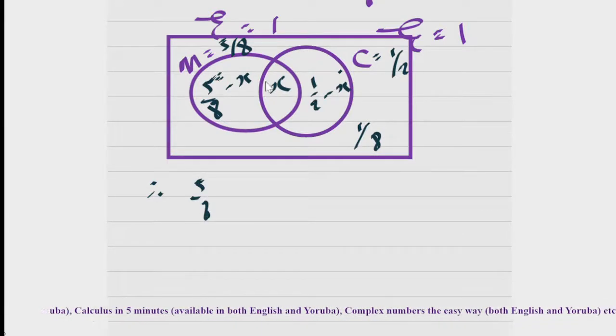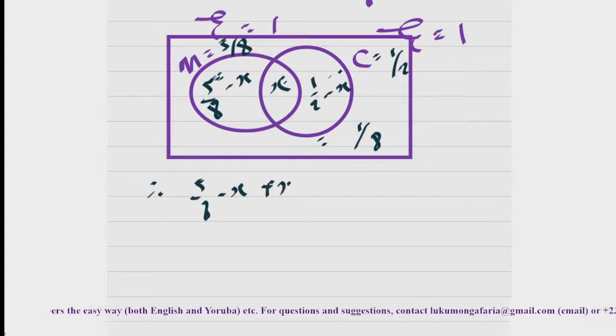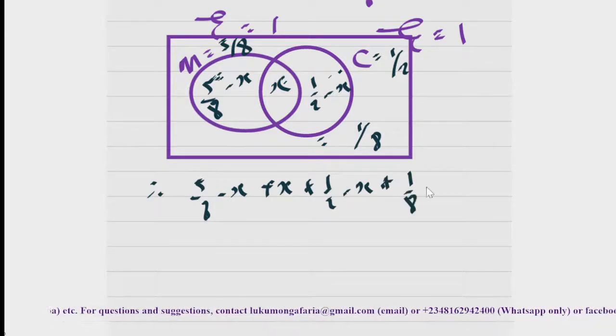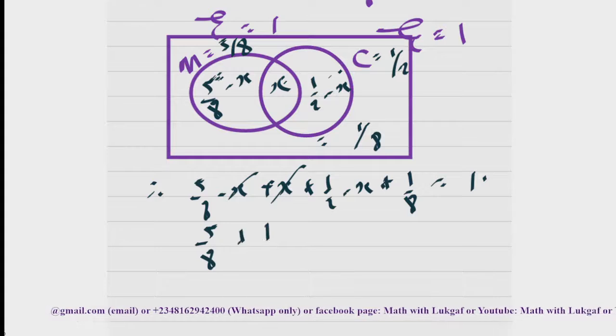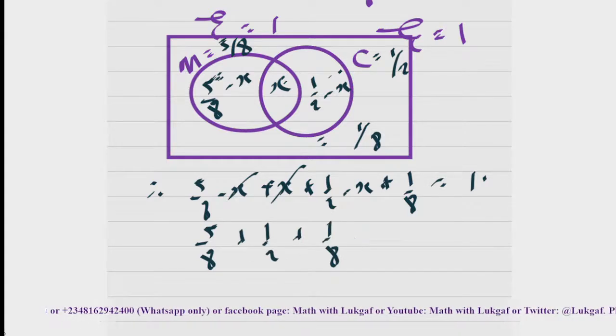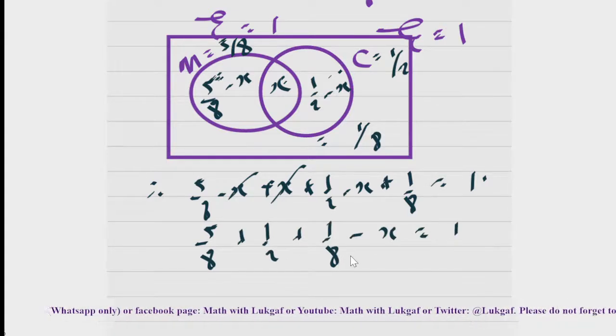you can say 5 over 8. If I add all these regions together, I'm going to have 1, right? Which is my universal set. Then you're going to have 5 over 8 minus x plus half minus x plus 1 over 8 is equal to 1. This cancels this. If you collect the like terms, then I'm going to have 5 over 8 plus half plus 1 over 8 minus x is equal to 1.